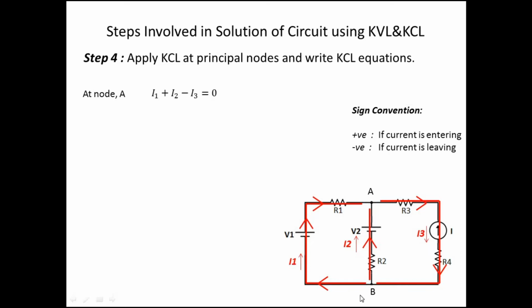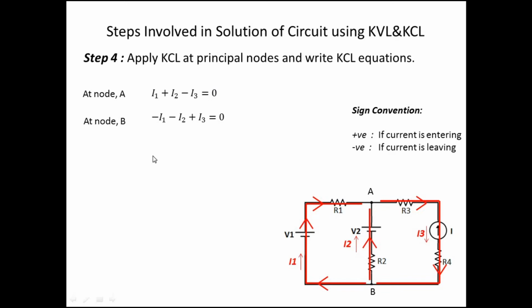Next principal node is B. At node B, I1 is leaving, I2 is leaving, and I3 is entering like this. So it is minus I1 minus I2 plus I3 equal to 0. But here, this is I1 plus I2 minus I3 equal to 0, and this is minus I1 minus I2 plus I3 equal to 0. They are the same equations. If you multiply by minus 1, you get I1 plus I2 minus I3 equal to 0. So there is only one distinct KCL equation.